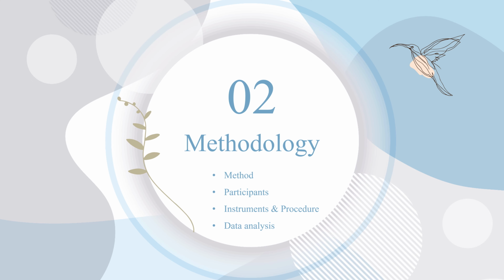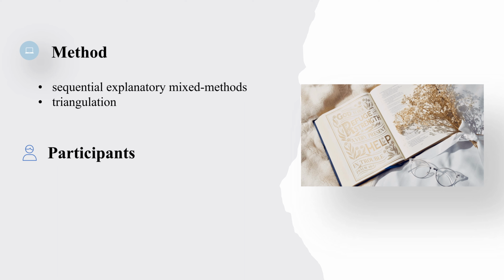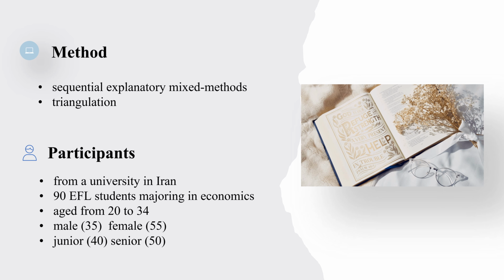Part 2. Methodology. This research has adopted a sequential explanatory mixed method design. The qualitative data were used to supplement the findings derived from quantitative data to reach triangulation. As for participants, this research was conducted in the setting of an Aryan university. A total of 90 EFL students majoring in economics are recorded. Their age ranged from 20 to 34. Among them, there were 35 male students and 55 female students. 40 of them are junior students, while the other 50 are senior students.